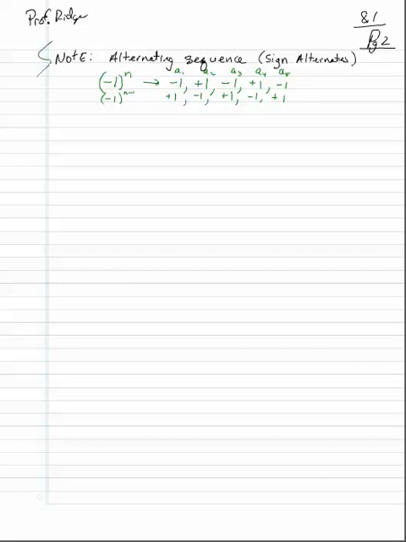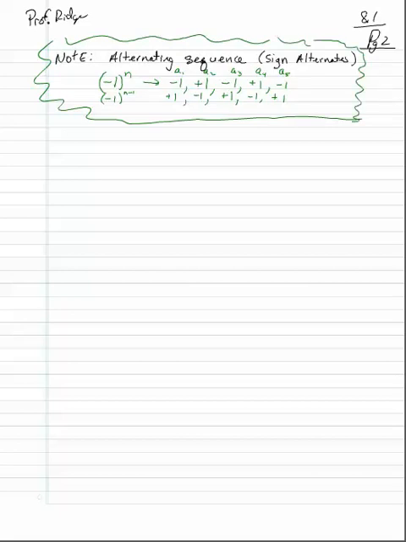Okay, so just kind of keep that in mind. If you ever want to create an alternating sequence where the sign alternates, you put the negative 1 to the n or negative 1 to the n minus 1 in front of your expression, and that creates the positive negative signs that alternate.